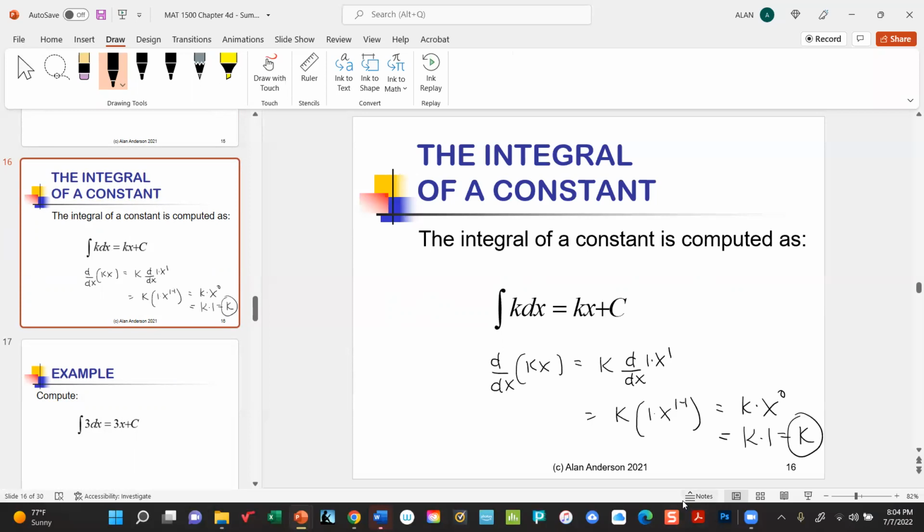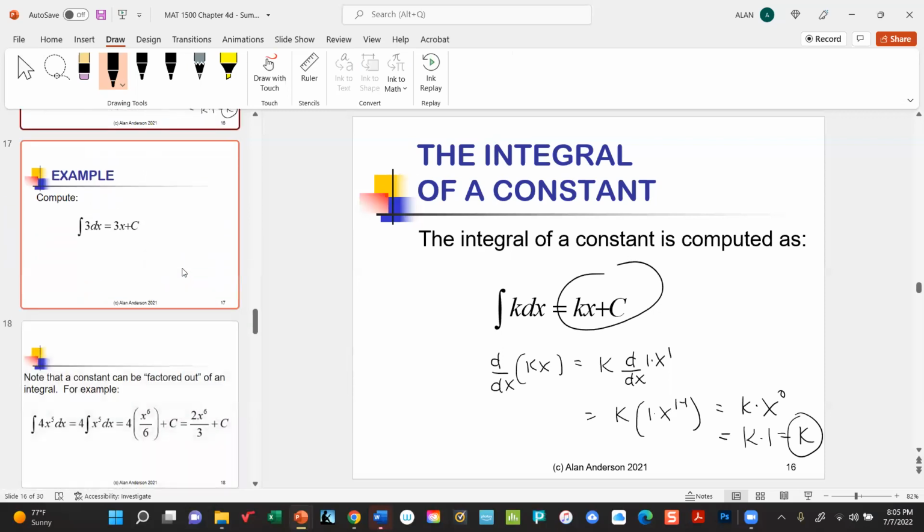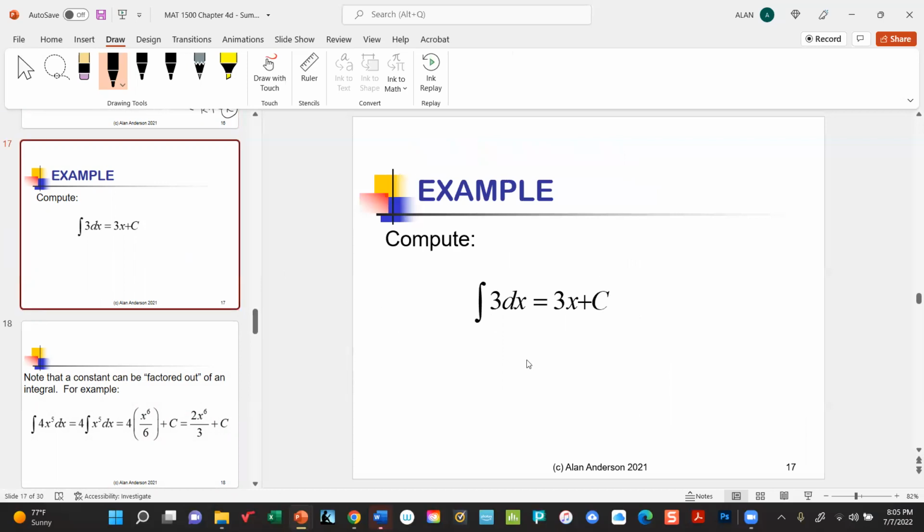Wait a minute, what happened? Oh no, yes, that's right. So in other words, the derivative of this is k. Okay, so that's another one that's easy to remember. And again, you're likely to run into this. If you're integrating a polynomial, for example, you'll need this. And so here's a perfect example: the integral of 3 is just 3x plus c.